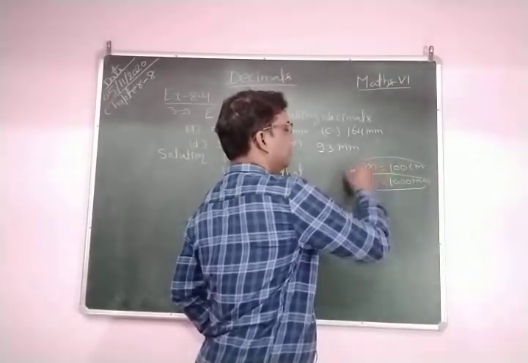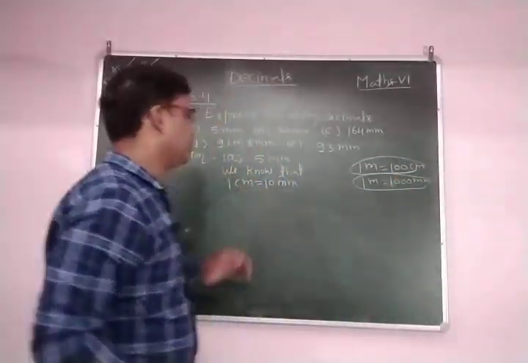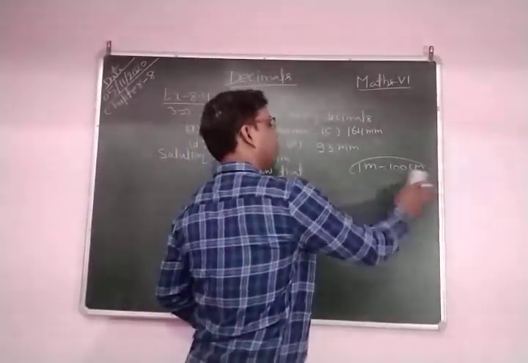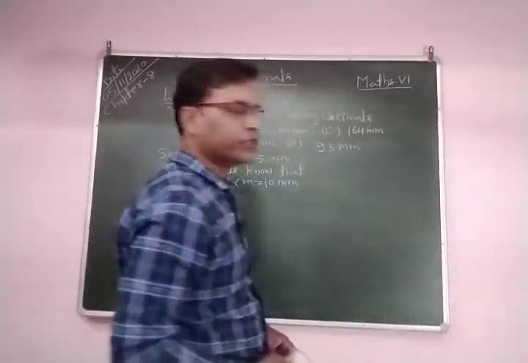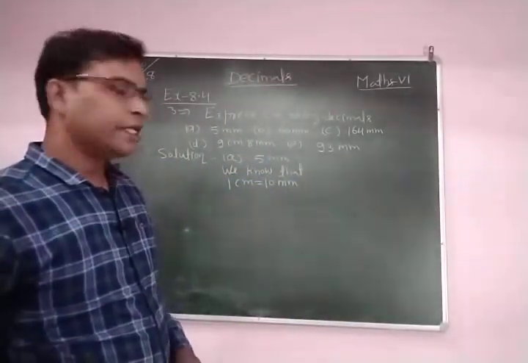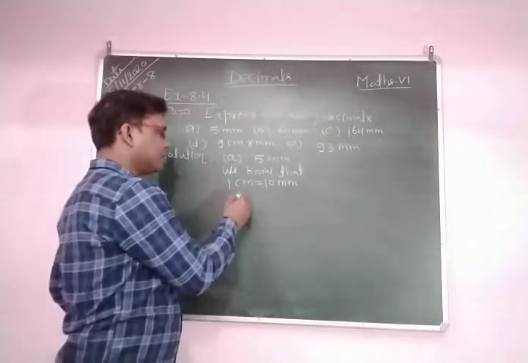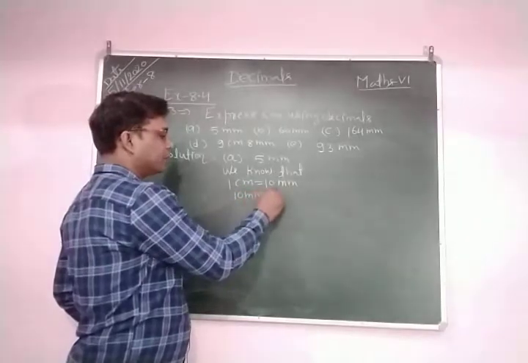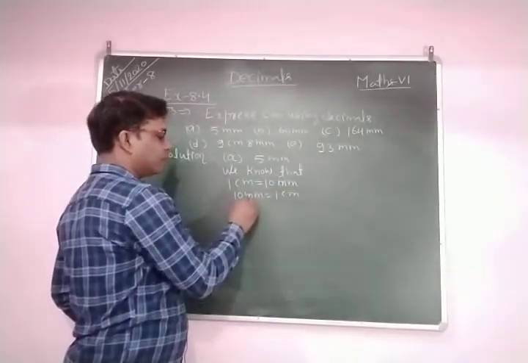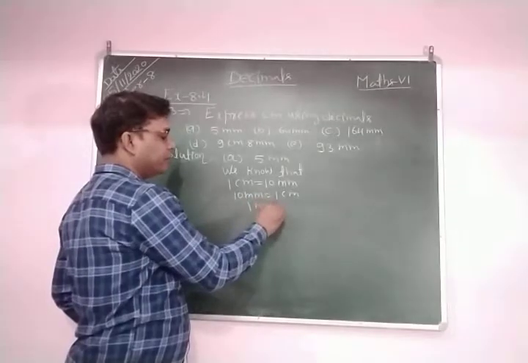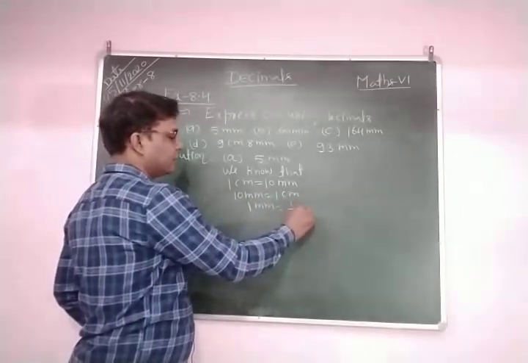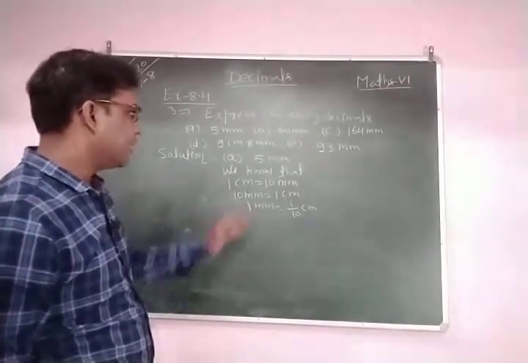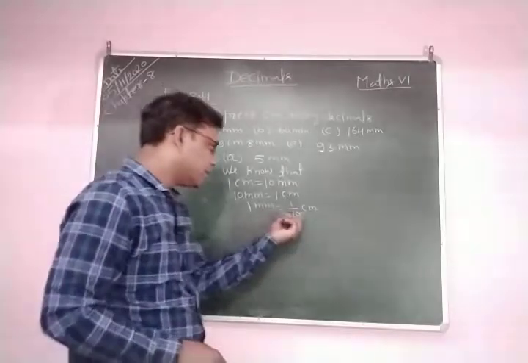But here we need the relation between centimeter and millimeter. So we know 1 centimeter is equal to 10 millimeters. Also you can write it as 10 millimeters is equal to 1 centimeter, or 1 millimeter is equal to 1 upon 10 centimeters. Clear?